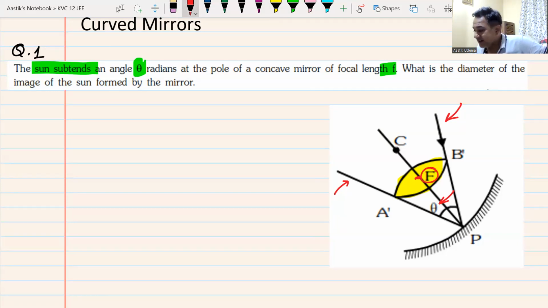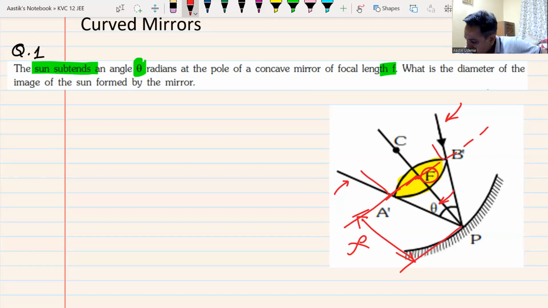You have to just tell me the diameter of this image. So from here to here, the distance, as you can see, is f. And if I draw this, this distance is the diameter d of the image. Yes or no? Do we understand this? Yes, sir. Then you should tell me the answer.